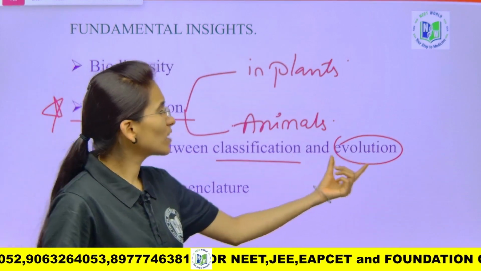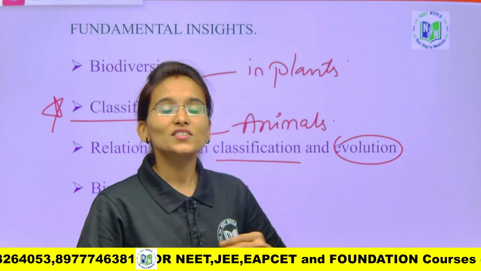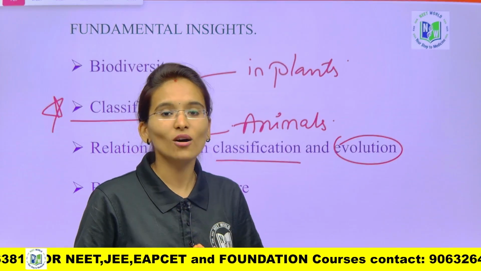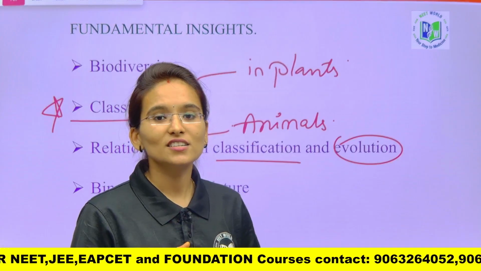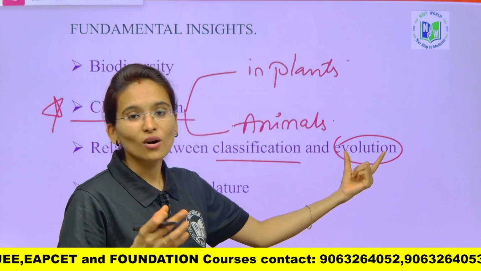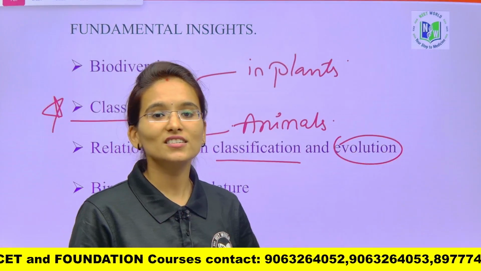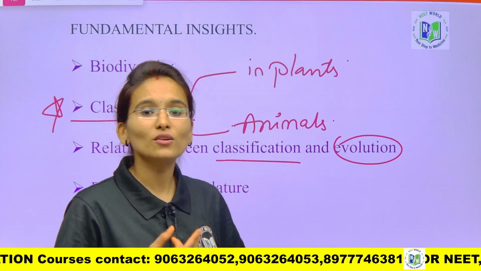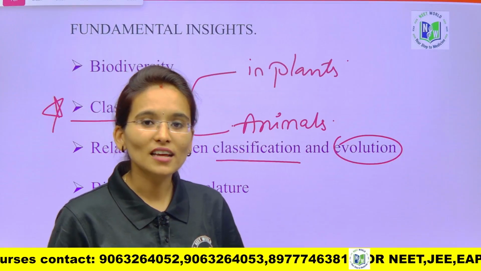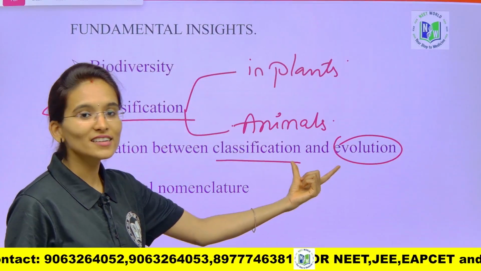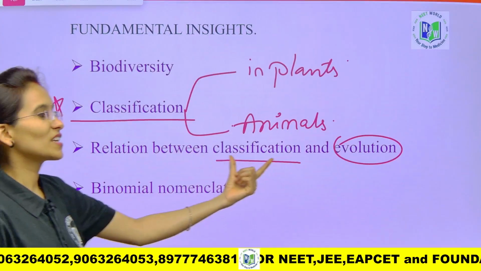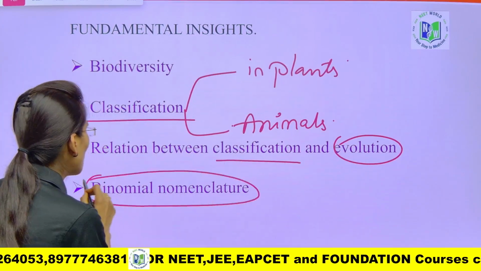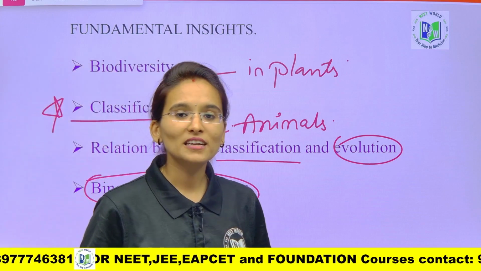What does the term evolution refer to? The genetic changes which take place in an organism over different generations. The genetic changes of organisms during generation times are called evolution. How these organisms change during a particular time period, you are going to learn under the relationship between classification and evolution. And next you are also going to understand in detail about binomial nomenclature.